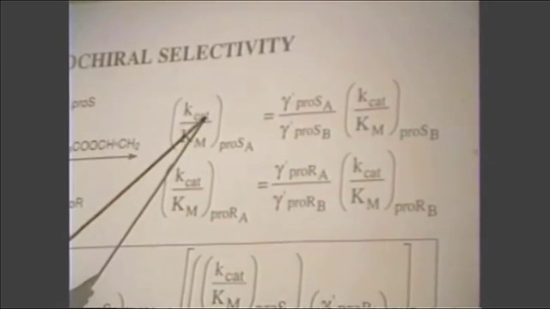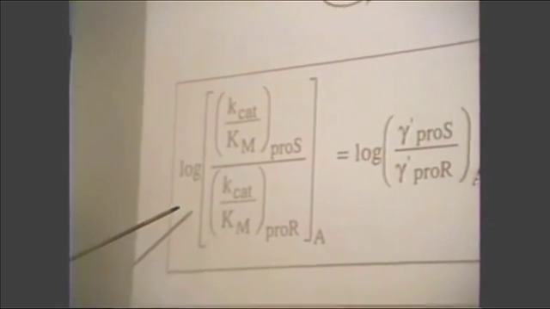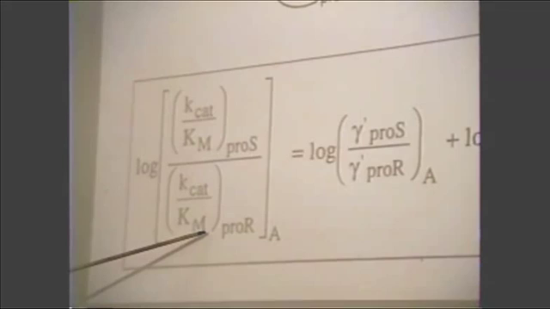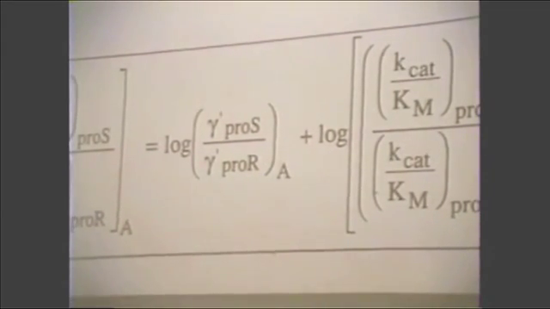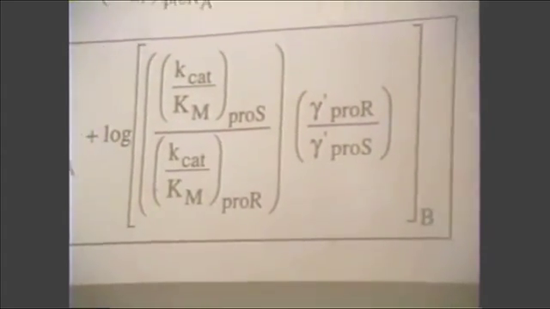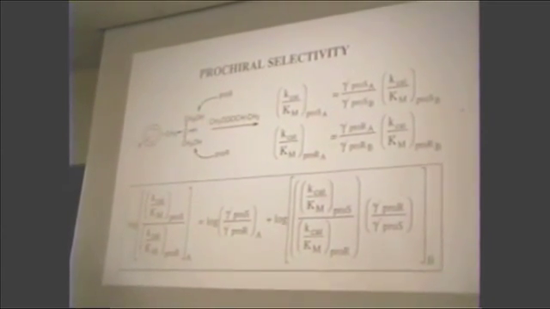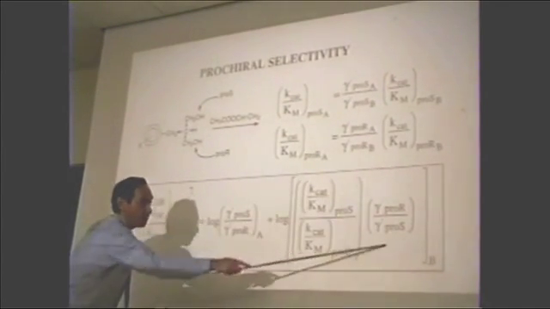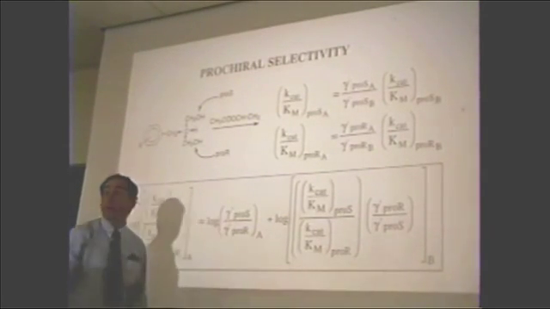And then we can divide this by this, do a simple rearrangement, and what we're going to get is this equation. Logarithm of kcat over Km pro-S to kcat over Km pro-R. So this is the logarithm of prochiral selectivity equals the logarithm of the ratio of the thermodynamic activity coefficients of the desolvated portion of the substrate in the transition state in solvent A plus a logarithm of a complex term. All of the parameters here refer to solvent B.